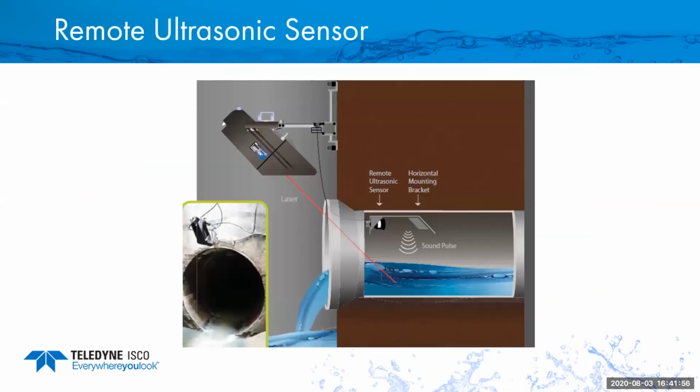Okay, if I have a line that maybe is not exactly perfect and it's dumping out, we can do a remote ultrasonic sensor, and that will mount up normally into the pipe, mounts at a horizontal bracket. We know where the water is, we know where to focus. We are able to get an even more accurate measurement during those conditions.